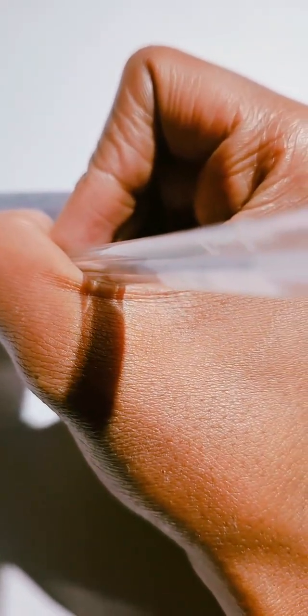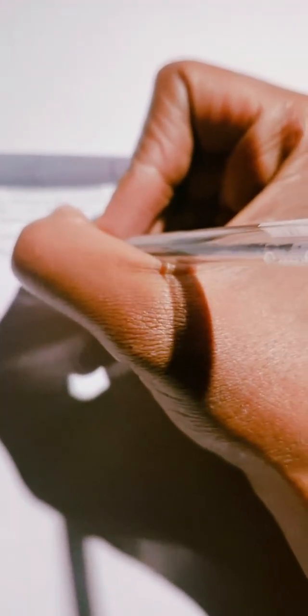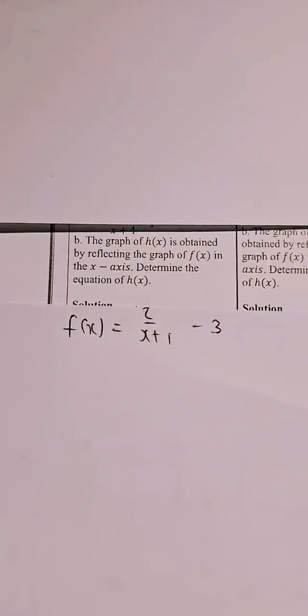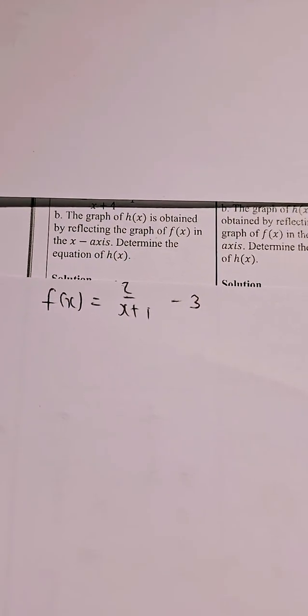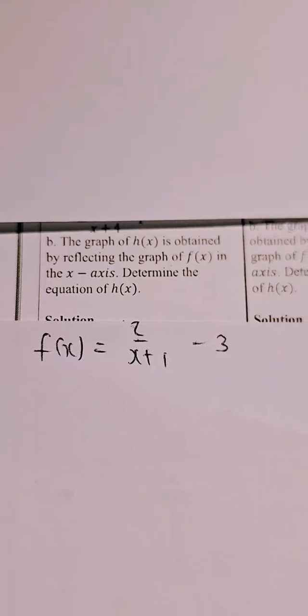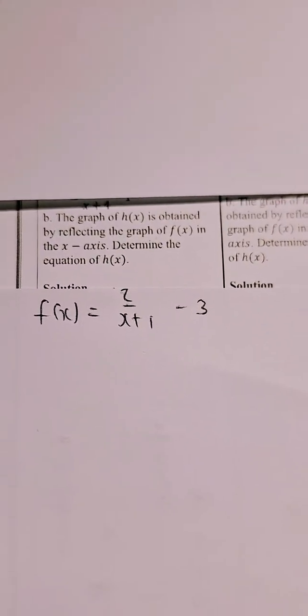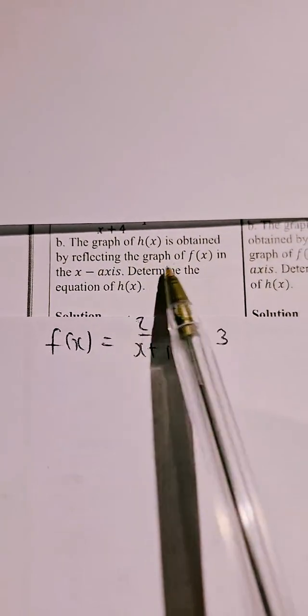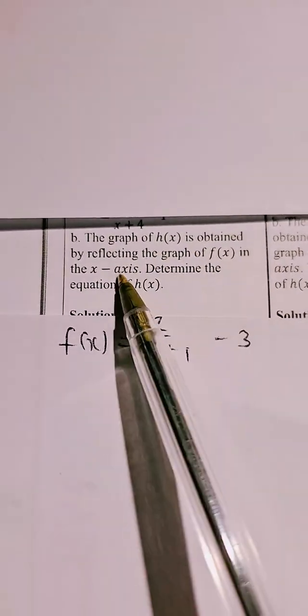The graph of f, remember, is 2 over x plus 1 minus 3. So we are saying, what are we saying here? We are saying the graph of h. What is h? Is h mentioned anywhere? No, it's a new function. Guys, always remember, when they say these things, the graph of h of x, it's a new function, that one. You did not see it above anyway. So now they are talking about a new function. The graph of h of x is obtained by reflecting the graph of f of x in the x-axis.